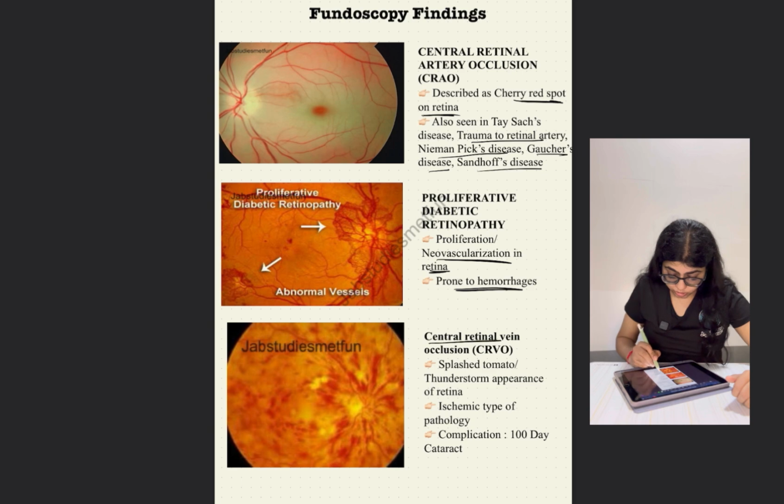Central retinal vein occlusion. It has a splash tomato or thunderstorm appearance of retina. It is an ischemic type of pathology. The complication of this is 100-day glaucoma, which has been asked in your exam. Please remember this one.